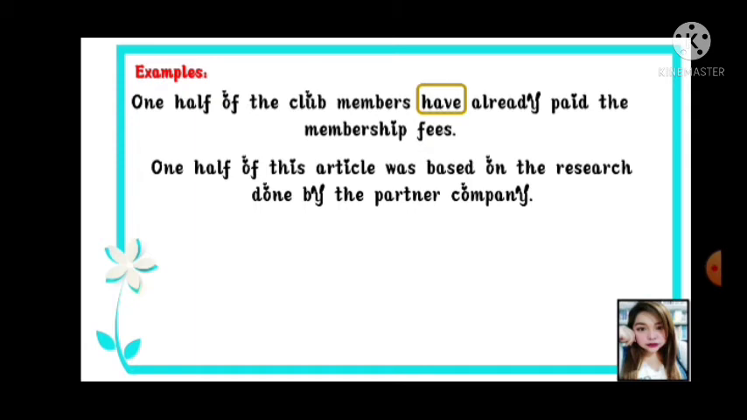One half of this article was based on the research done by the partner company. As you can see, both use the words one half. But here, the verb was is singular in form because the clause of this article is singular in form. So that's why the verb must always agree with the noun or clause preceding it.